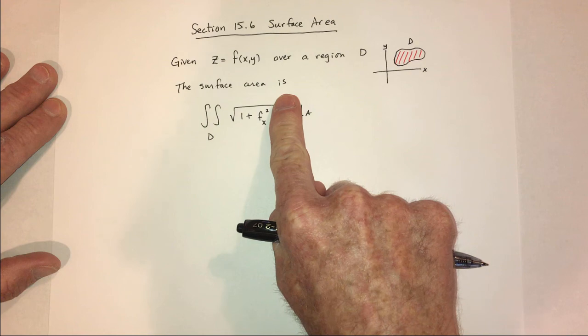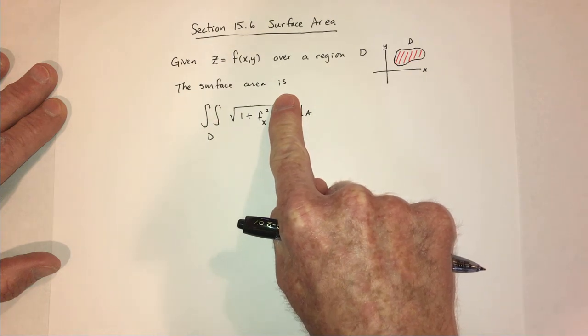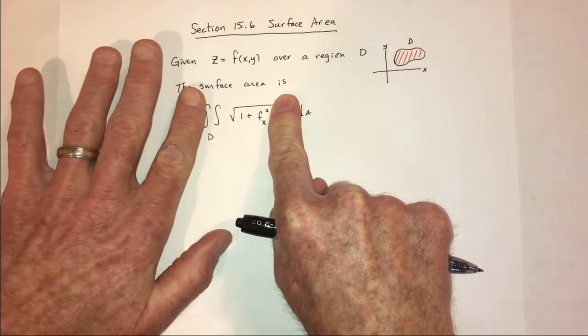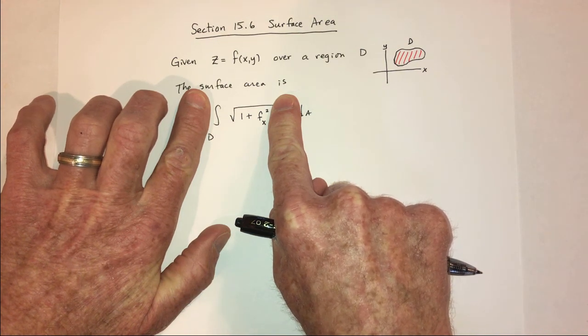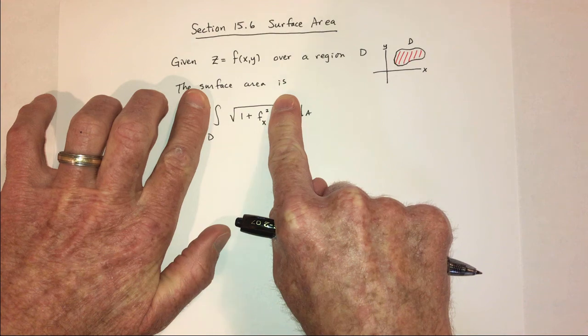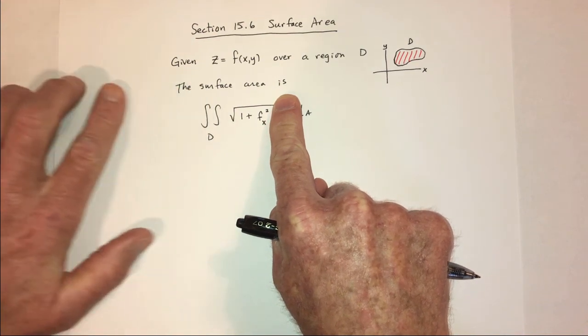So if you remember Math 3b, when you do that integral as a single integral, that's finding the arc length. Well, arc length is very similar to surface area, except it's got an added dimension.